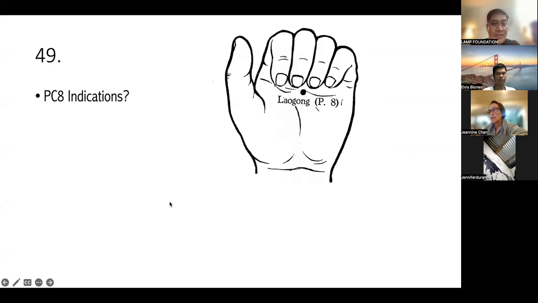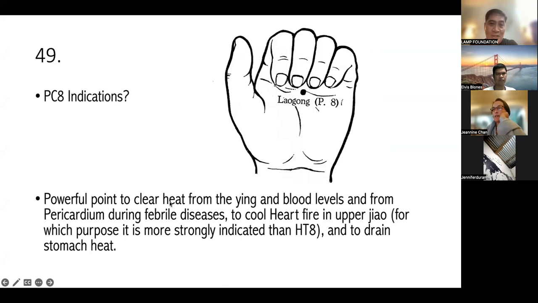Okay, isa na lang po, PC8. Parang ubos na yung power mo. Okay, sige. It's a powerful point. Indication po for the cardiac pain or mental disorder. Actually, we do this for patients who are already having delirium. No? So, sana hindi umabot sa ganitong stage yung pasyente natin.